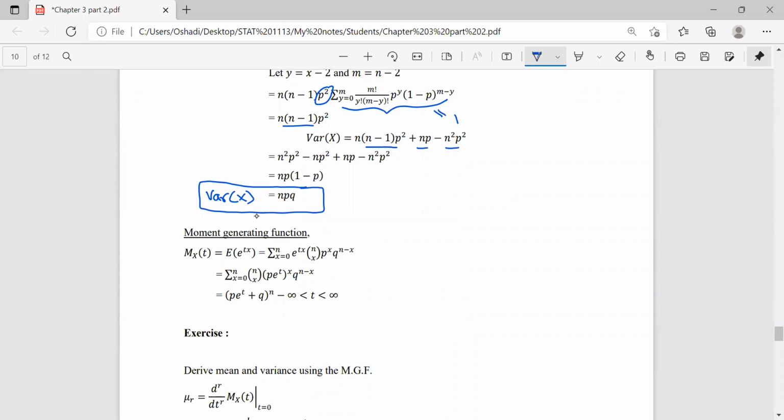Right? So the mean of the binomial distribution is np. The variance is npq. So then the moment generating function. We can obtain the moment generating function using the expected value of e to the power tx. And we can write the summation of e to the power tx into the distribution.